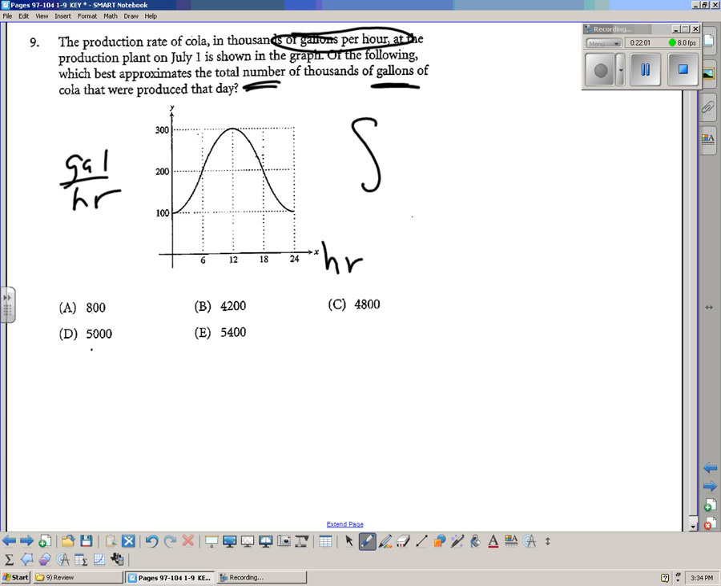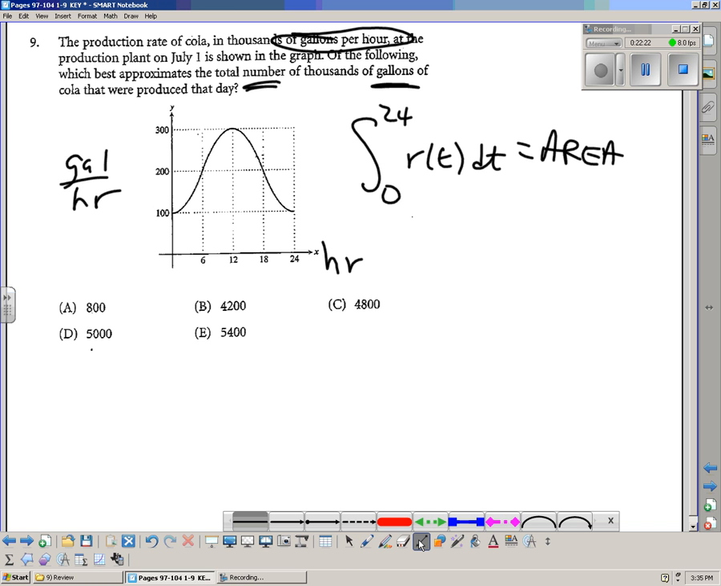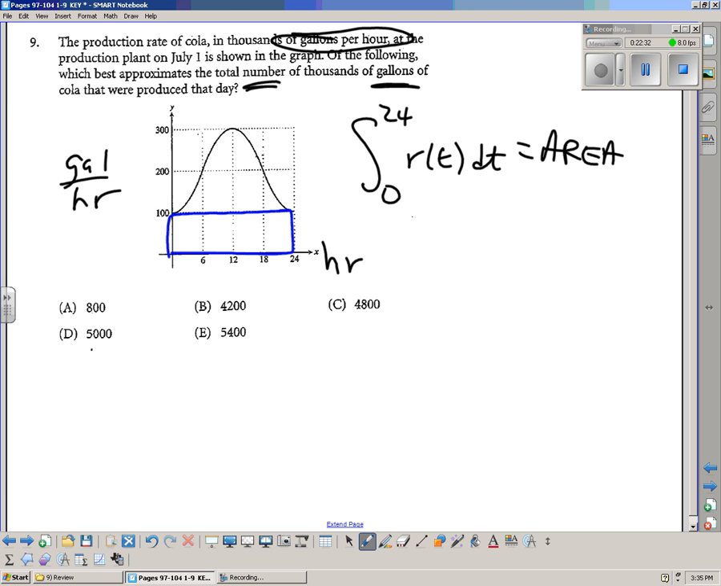Anytime you have a rate and you want to get the total amount, you integrate, say, from 0 to 24 of the rate function, r of t dt. And it says, which best approximates that? On a graph, this is the area underneath the curve. So I need a reasonable approximation to get the area. If this is 24 times 100, this is 2400.